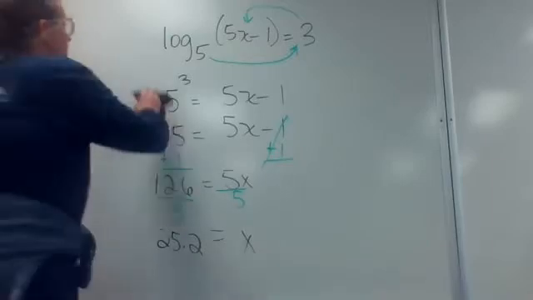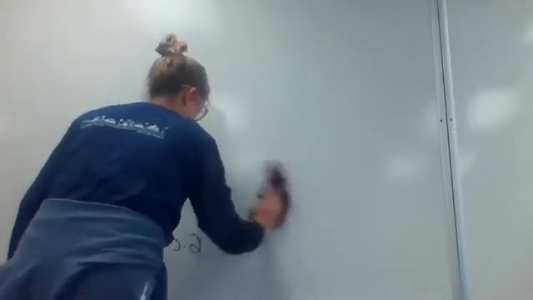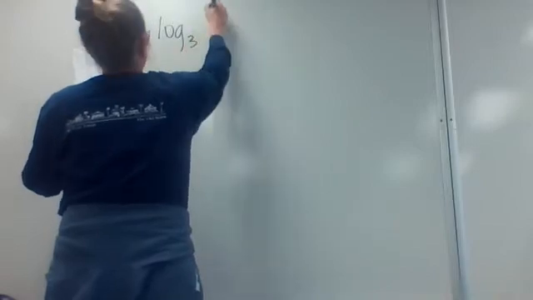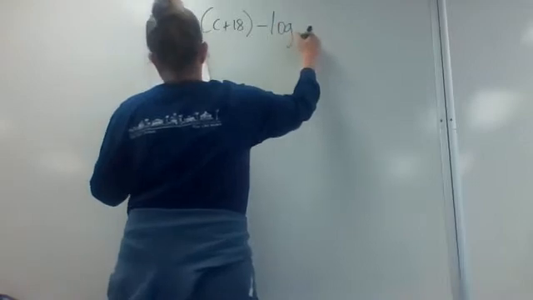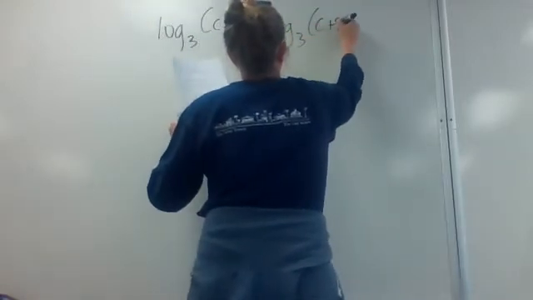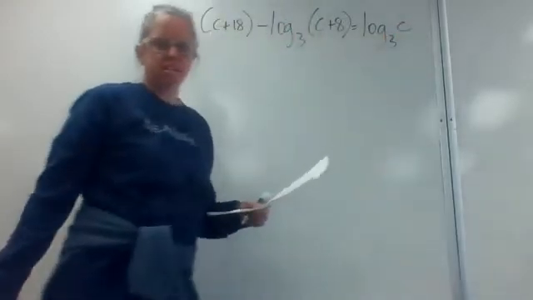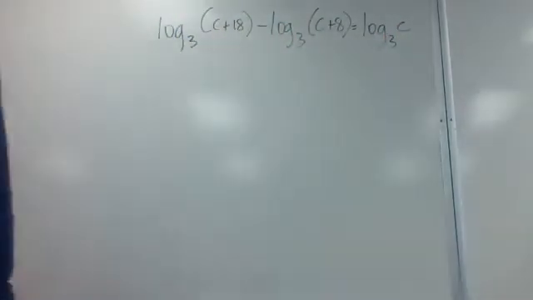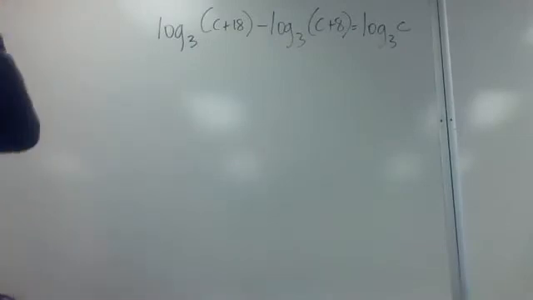Number 27. Log base 3 of c plus 18 minus log base 3 of c plus 8 equals log base 3 of c. So I've got logs all over the place on this one. I can simplify the left side though, right?